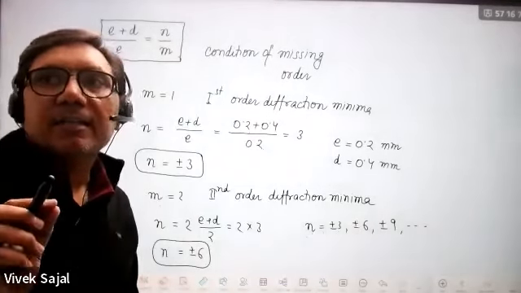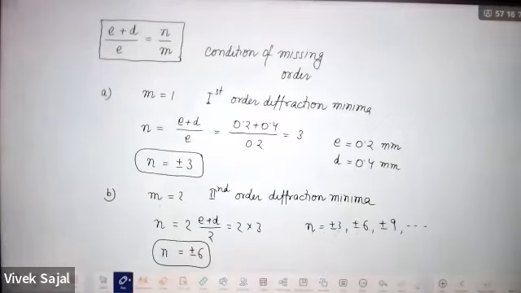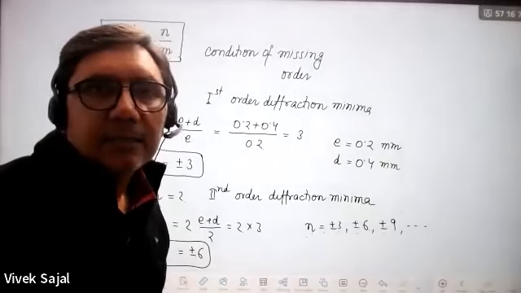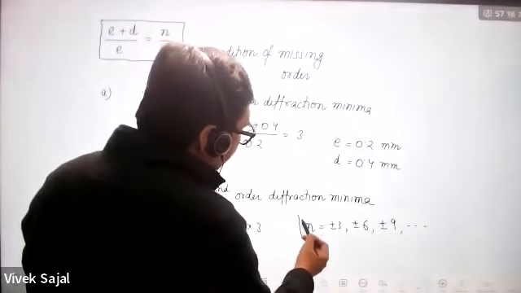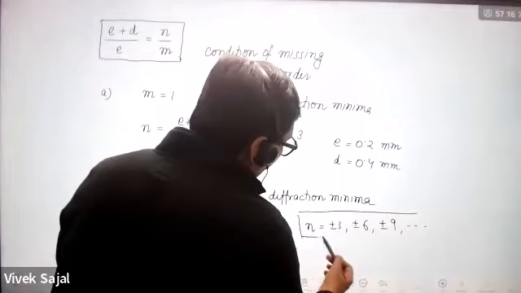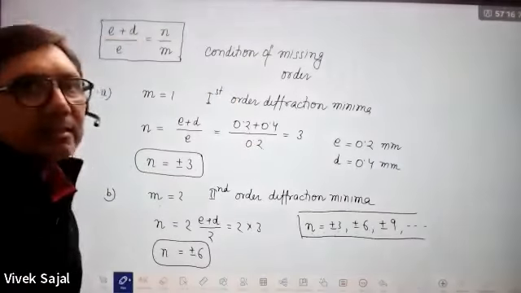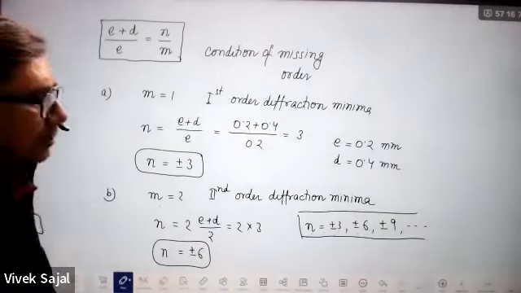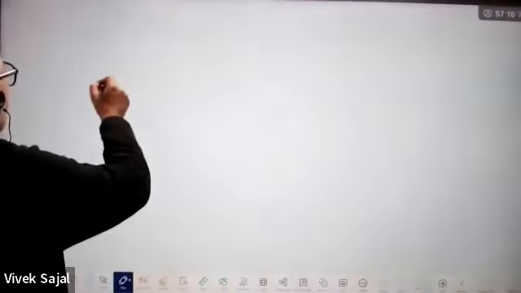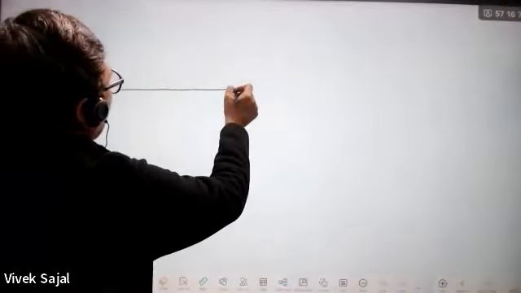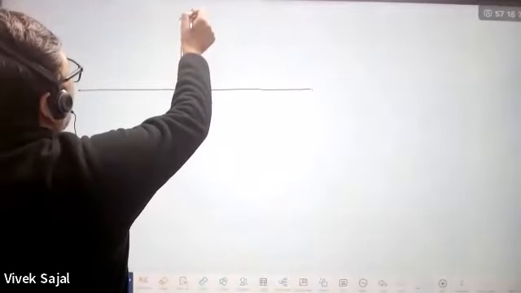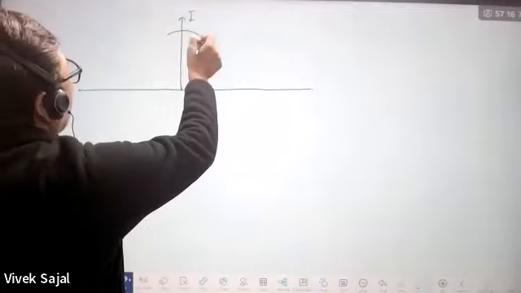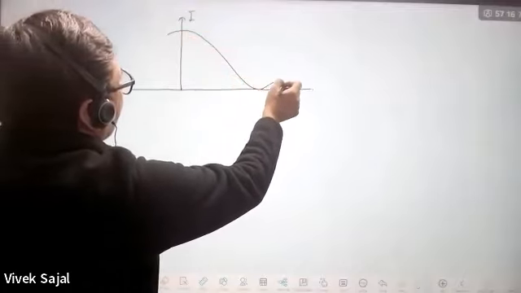then how many interference maximas will there be? Interference maximas will lie in the central envelope. If these are the missing orders, then how many interference maximas will exist inside the central envelope? Try to understand, you are having this type of diffraction envelope, and this type of interference pattern inside it.